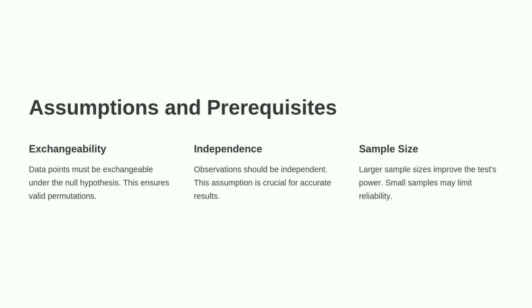Before running a permutation test, there are some important prerequisites. First, the data must be exchangeable under the null hypothesis, meaning we can freely shuffle data points without changing the nature of the test. Next, independence between observations is critical to ensure accurate results. Finally, large sample size improves the test's power.